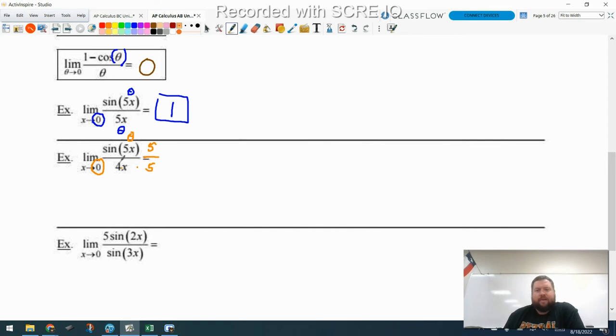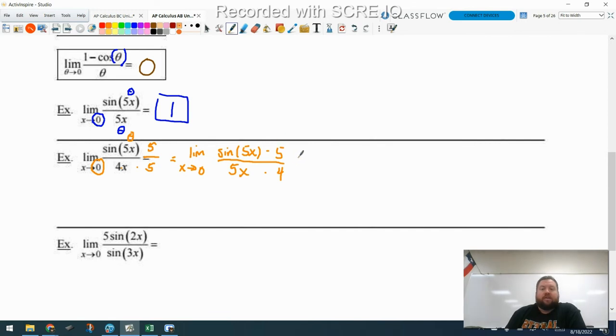And then what's happening down here on the bottom is everything's multiplied together. So we can apply the commutative property, which means I can rearrange these in any order that I want. So I'm going to rewrite this limit problem. The limit as x approaches 0 of sine of 5x multiplied by 5 divided by, and then I'm going to put the 5 over here. So that'll be 5x multiplied by 4. I'm just flipping the 5 and the 4.